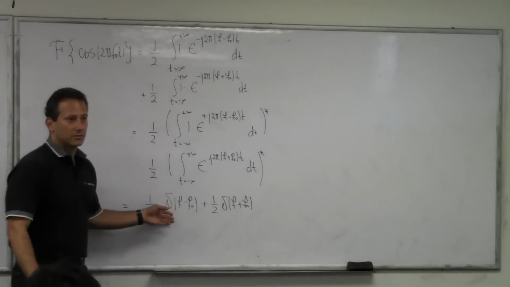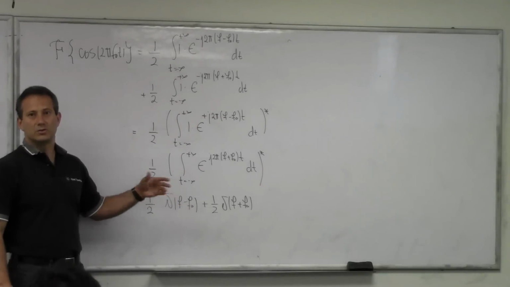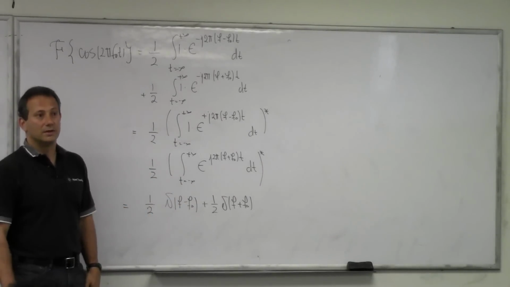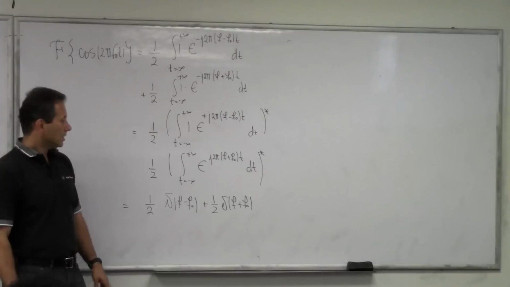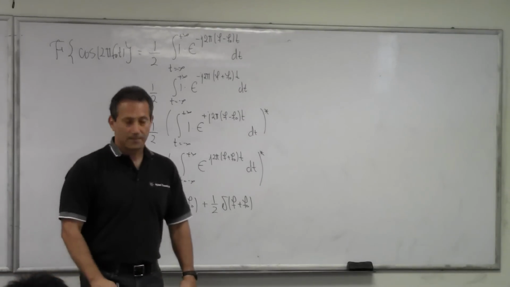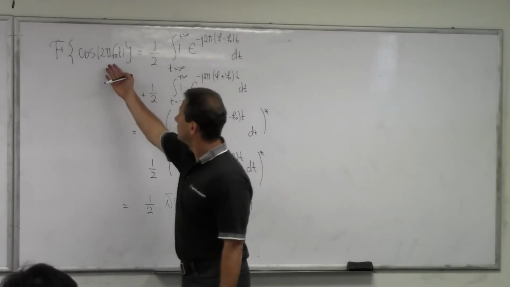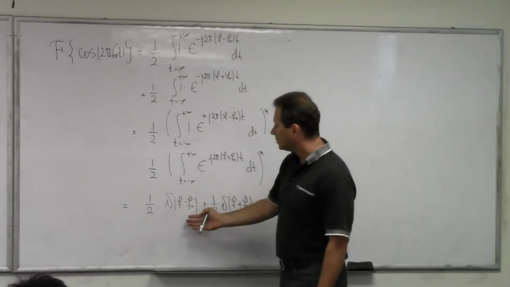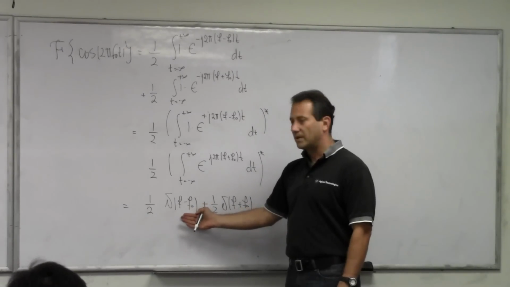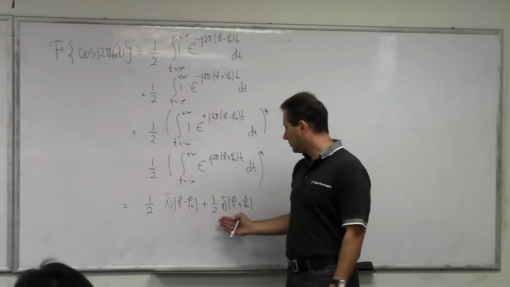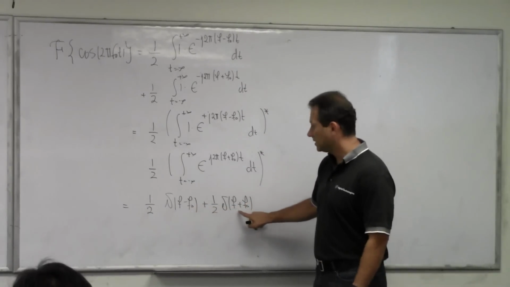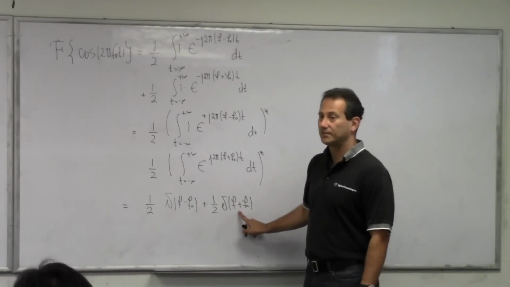Delta is a real function, right? So the fact that I'm complex conjugating doesn't mean anything, because the complex conjugate of a real number is the number itself. So this is what the final result is. The Fourier transform of the cosine is now two delta pulses. One of them happens at f0, and this one happens at minus f0.